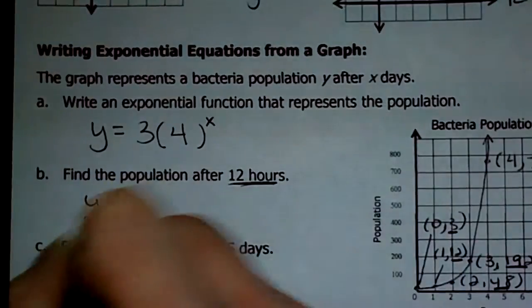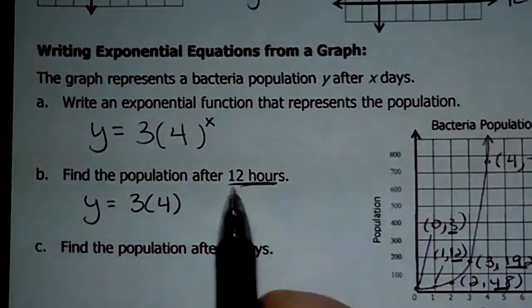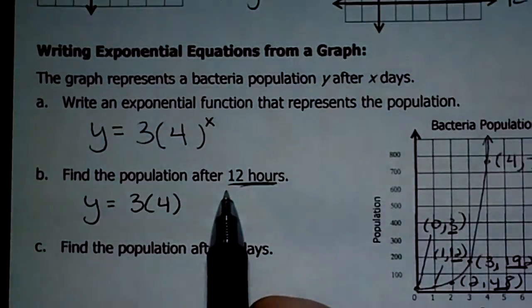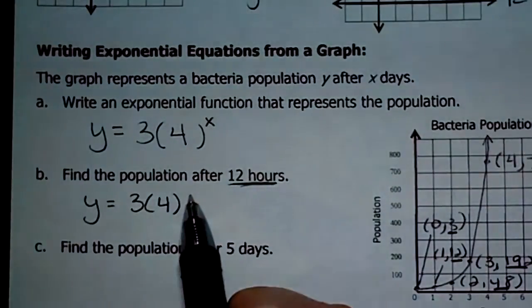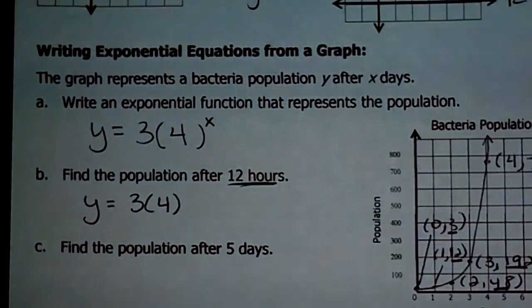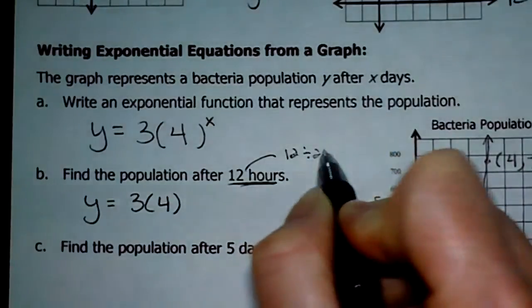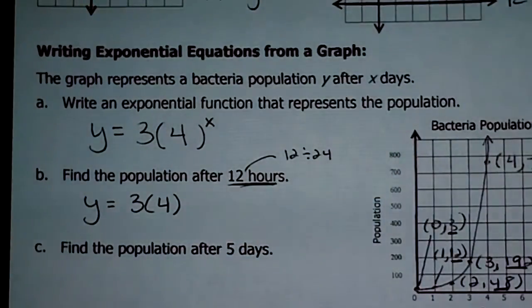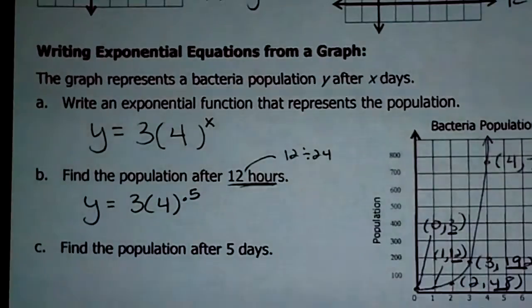So I'm going to say y equals 3 times the quantity of 4 to the. Now you might want to plug 12 in here, but see up here how it says x days, and this says 12 hours? You can't plug 12 in there. How many hours are there in a day? I wish there were more, but yes, there are only 24. So what I'm really going to plug in here is 12 divided by 24. Or some of you just said, well, hey, that's half of a day. Ding, ding, ding. That is right. I'm going to put 0.5 in for my exponent. So be careful. Make sure the units match up.